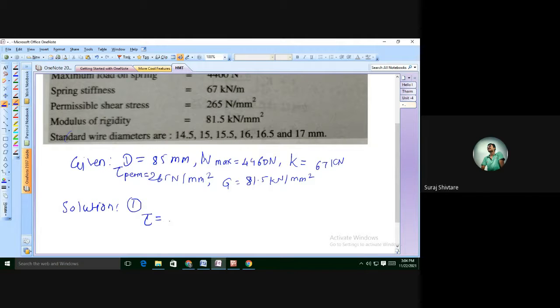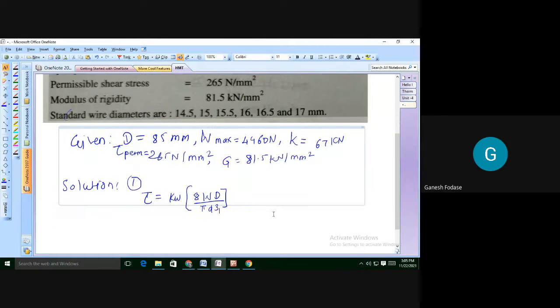8WD upon pi d cube. You can write KW into 8WD upon pi into d cube. Why do I use KW here? Why not KS? Remember, whenever you assume fatigue loading, then we use KW. But when you are using static loading, then we use KS. So here we use KW.